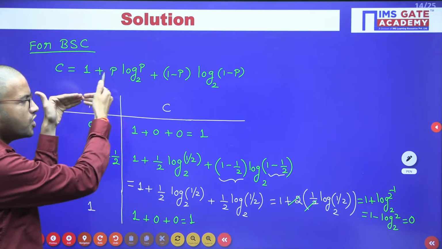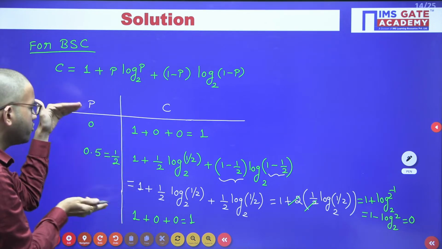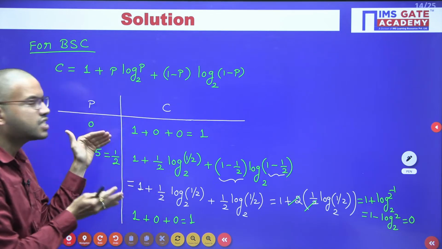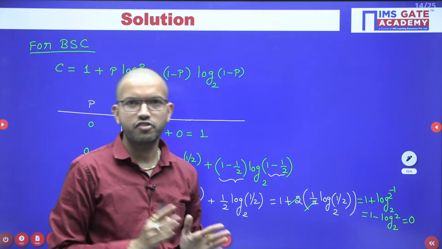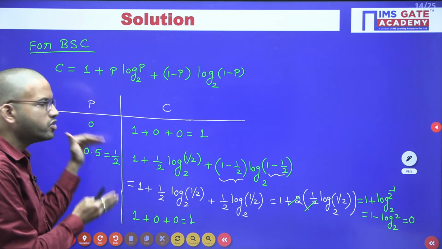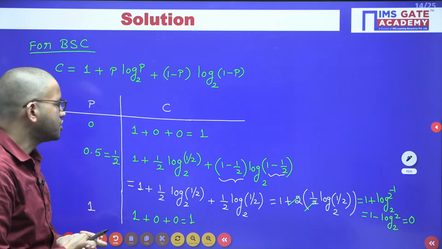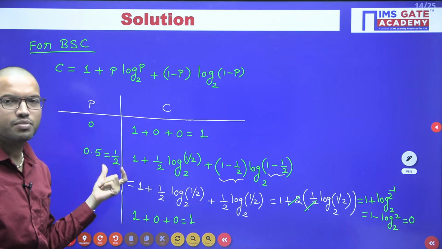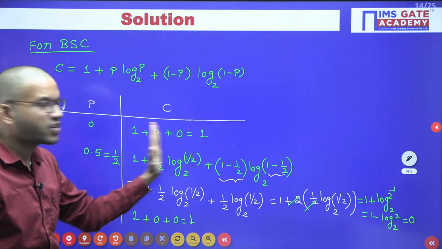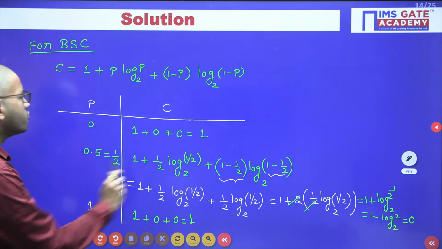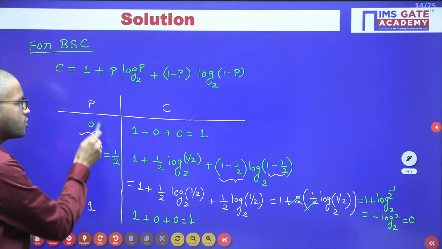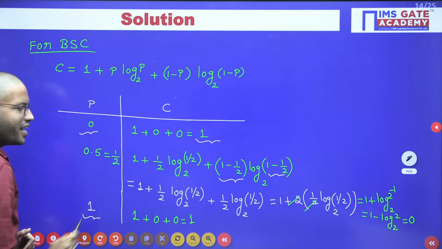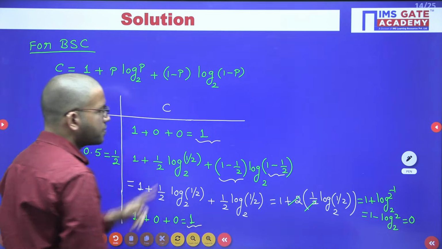In this way, if you want, you can consider more probabilities between 0 and 1, because here P stands for crossover probability. Obviously the probability value can lie between 0 and 1, so within 0 to 1, according to your requirement, you can consider more values. But for the time being, I have considered the starting probability, the ending probability, and an intermediate probability. For each probability, I have calculated the corresponding channel capacity. Now when you look at probability value 0, you get channel capacity as 1. When you have probability as 1, the channel capacity is also 1.